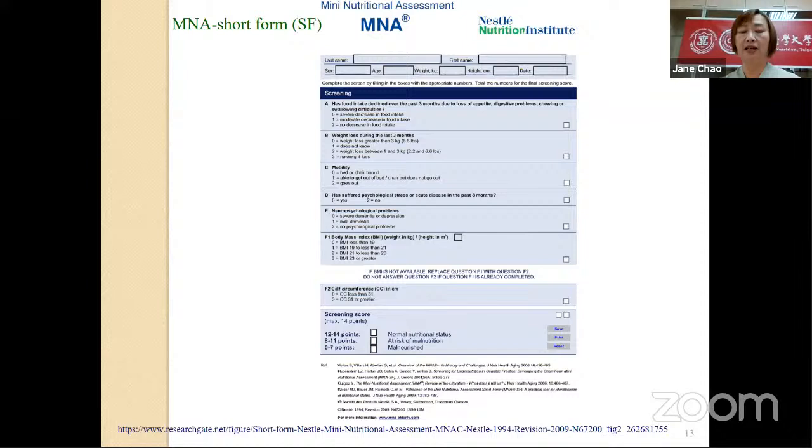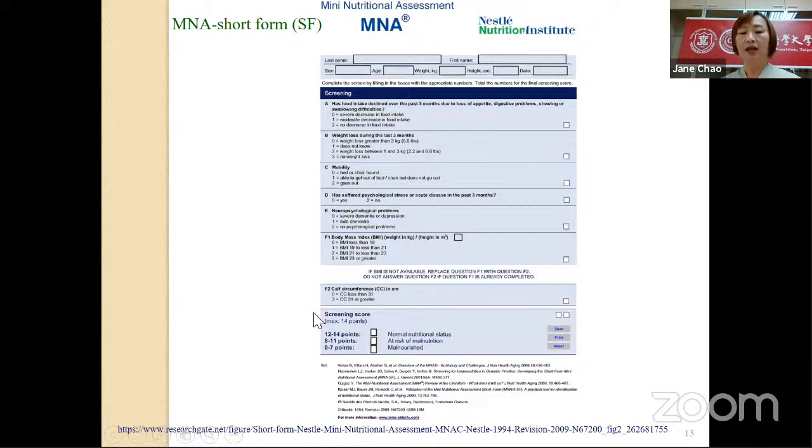So if we don't have real body weight or real height data, how can you do it? You cannot calculate BMI, so instead of calculating BMI, you can use your calf circumference. They do modify the score for the calf circumference. The total score for body mass index is 0 to 3. In the original MNA form, calf circumference only has two levels, 0 and 1. They modify the score to 0 to 3 to equal the total score of BMI.